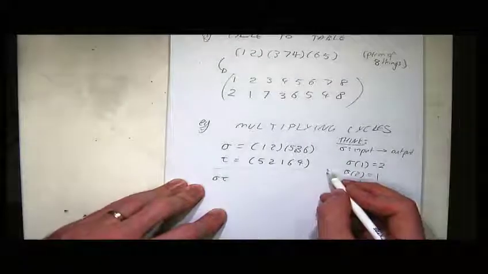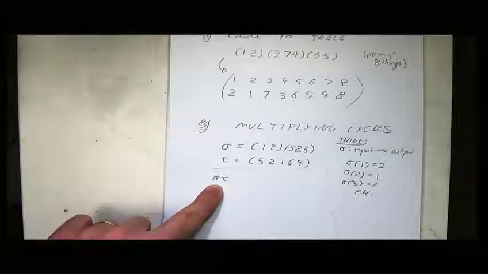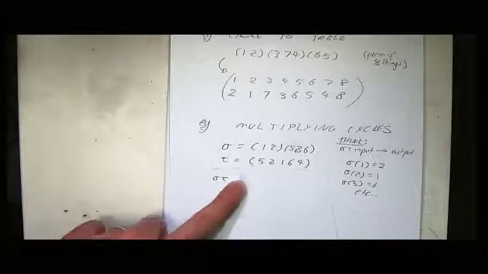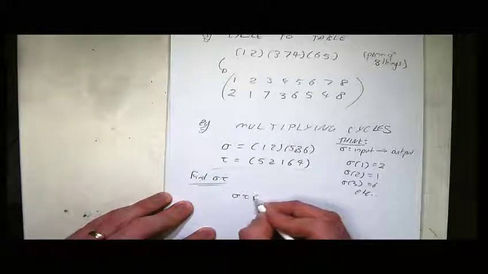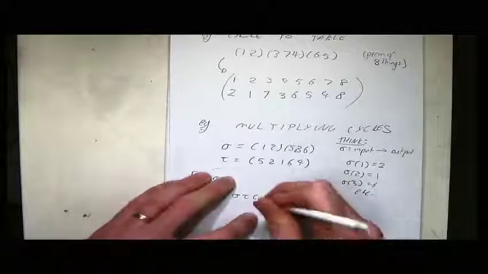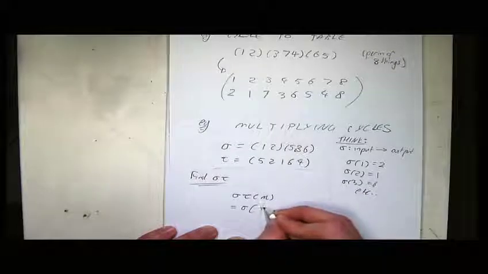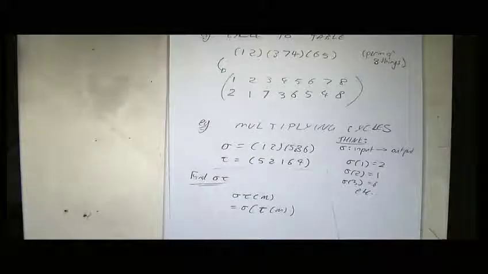So sigma tor, we imagine it as a function. Let's imagine sigma tor of a number is sigma of tor of the number. That's telling me that if I do a number, I need to do tor first. That is exactly why we go from right to left. I need to do tor first and then sigma on the numbers.